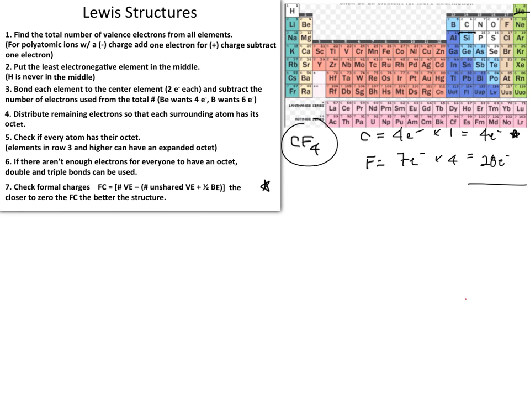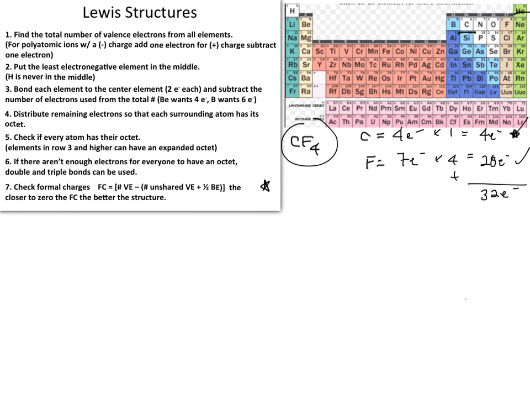Now, in order to do a Lewis structure, we need to account for this total number of valence electrons. So we do a summation. Basically, we add up our total number of valence electrons from carbon and our total number of valence electrons from fluorine, and we subsequently get the total number of valence electrons for the molecule. This now allows us to move on to step number 2.